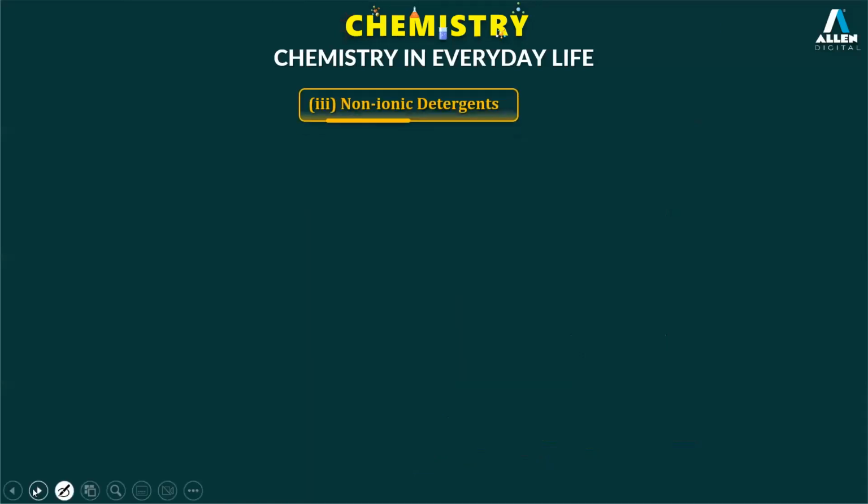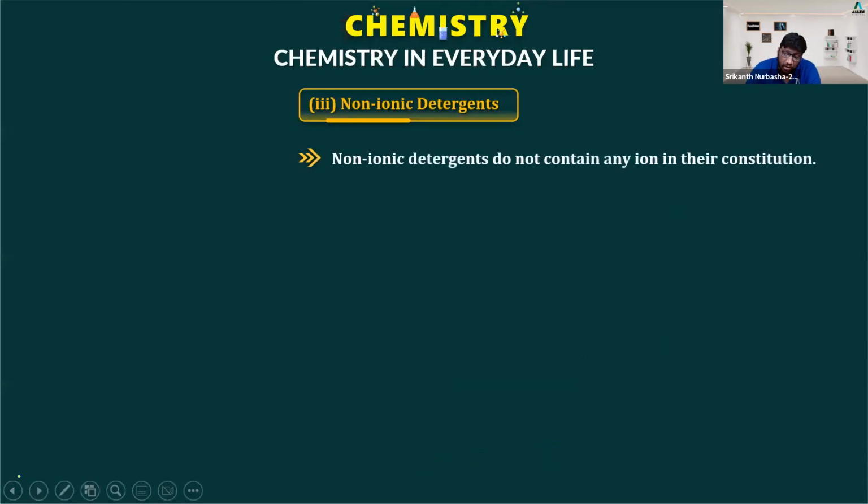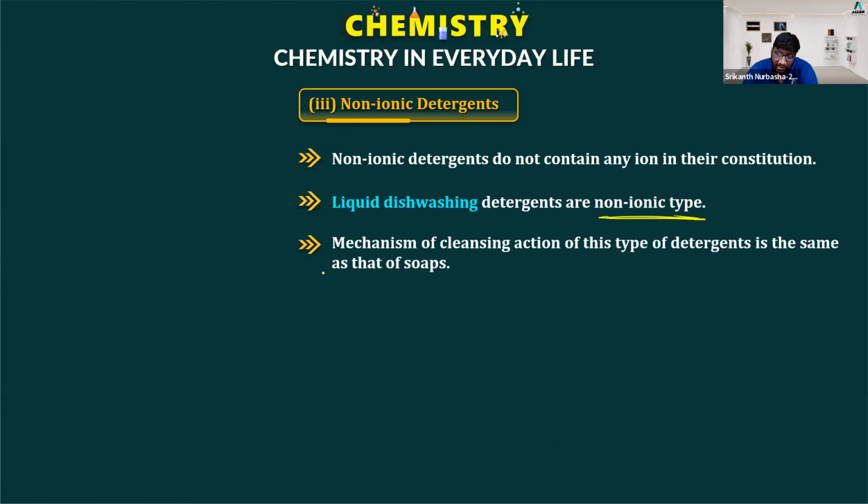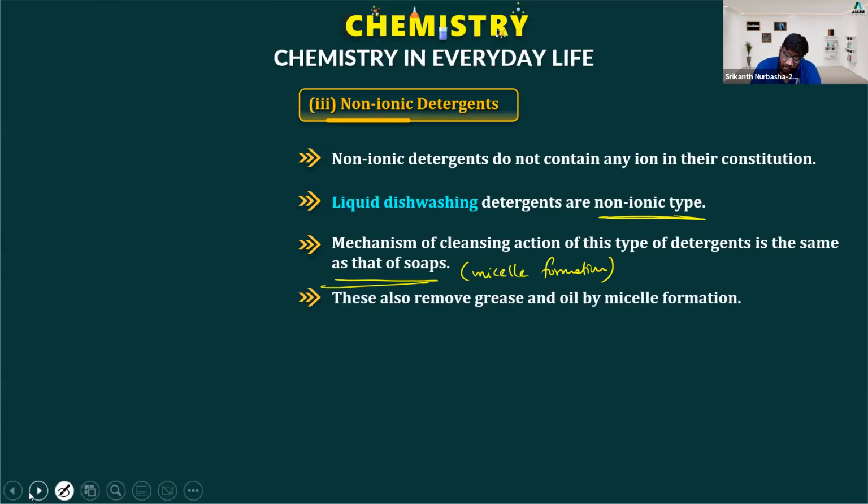Very good. Non-ionic detergents. Non-ionic detergent means they do not contain any ion in their constitution. No ion is present. Liquid dishwashing detergents are non-ionic type. The mechanism of cleansing action of this type of detergent is the same as that of soap, that is micelle formation. These also remove grease and oil by micelle formation.